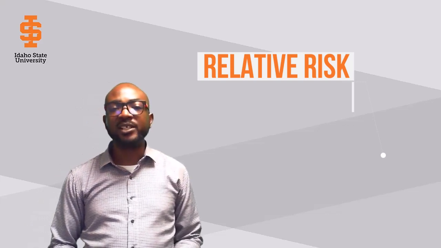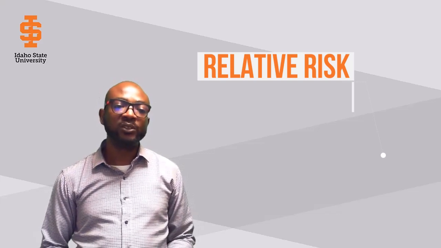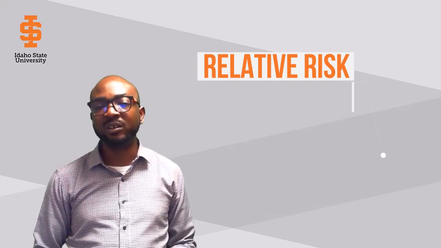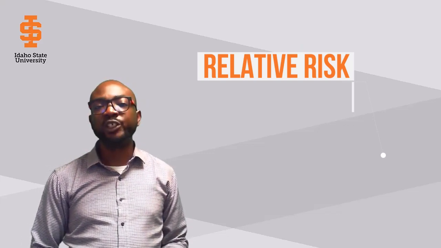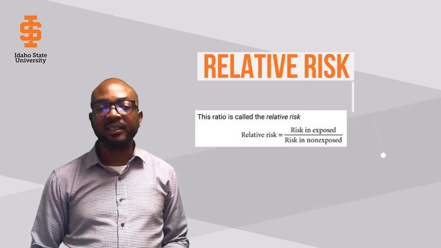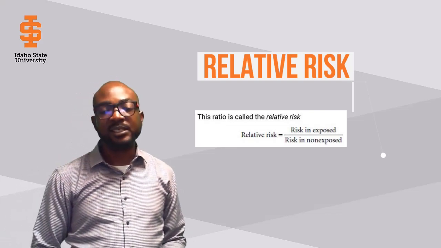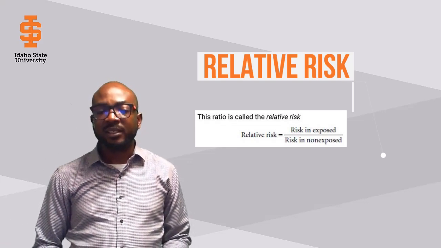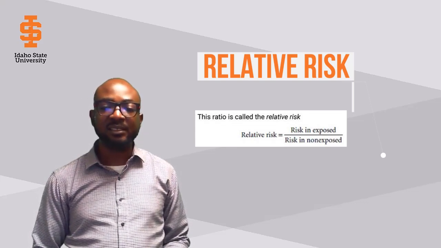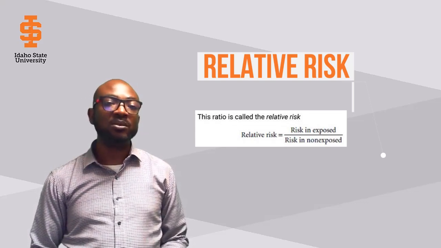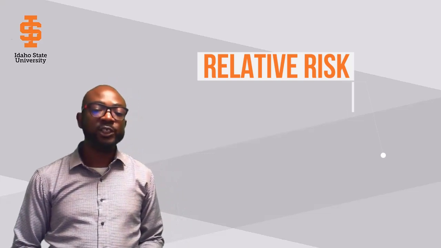If we carry out a cohort study, we can put the question another way. What is the ratio of the risk of disease in exposed individuals to the risk of disease in non-exposed individuals? This ratio is called the relative risk and is given by the formula: the risk in the exposed divided by the risk in the unexposed. This relative risk can also be defined as the probability of an event occurring in exposed people compared to the probability of the event in non-exposed people, or as the ratio of the two probabilities.